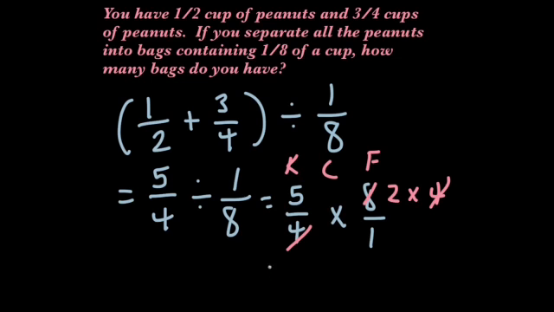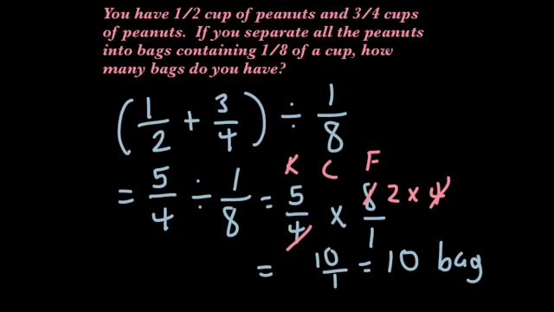What are we left with here? 5 times 2 on the top. That's 10. 1 on the bottom, that's 1. 10 over 1 is 10, and we have 10 bags. No, I said bag there, but I ran out of space.